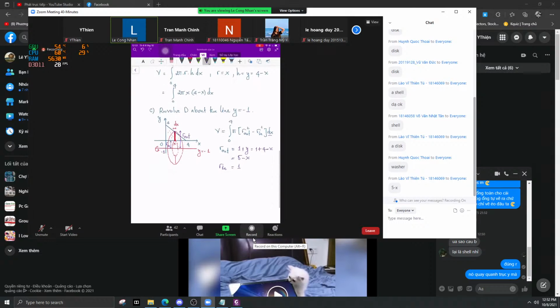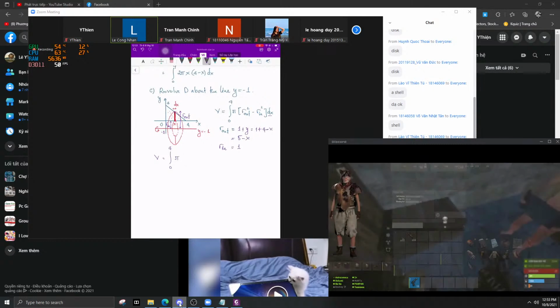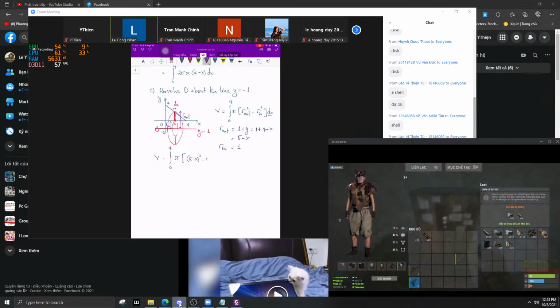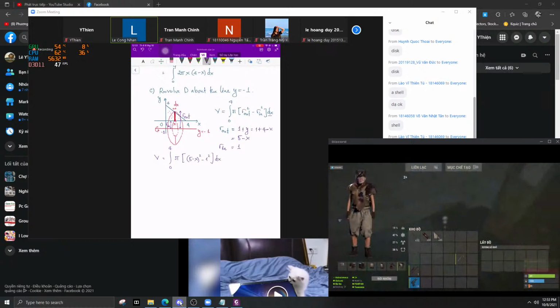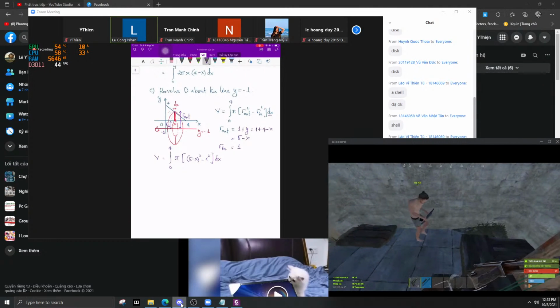And therefore, we have the volume of this solid of revolution given by the integral from 0 to 4 of pi times (5 minus x) squared minus 1 squared dx. Okay, does it make sense?